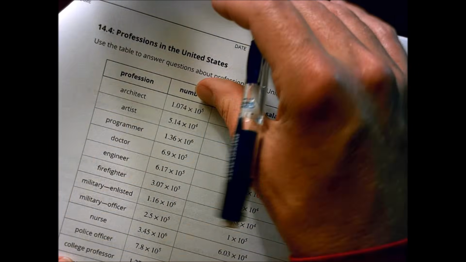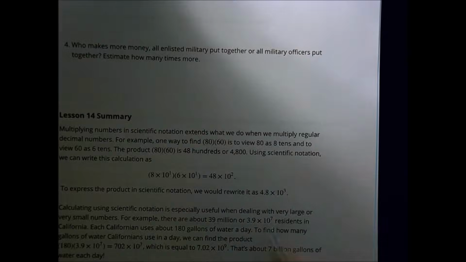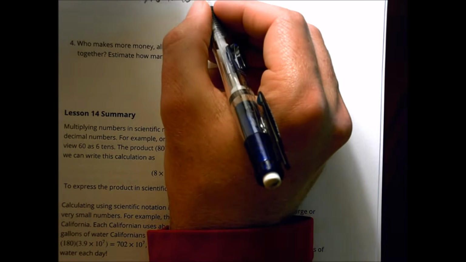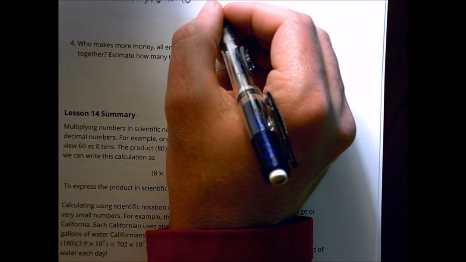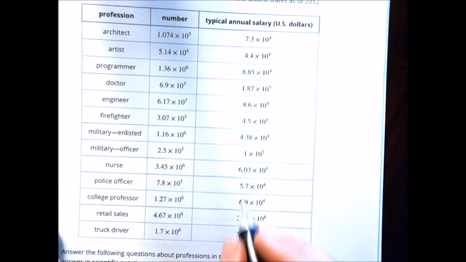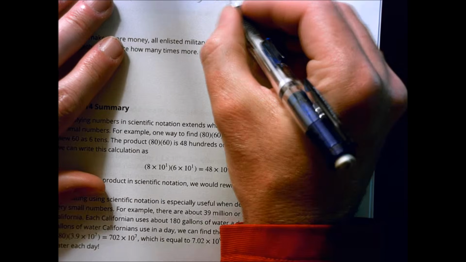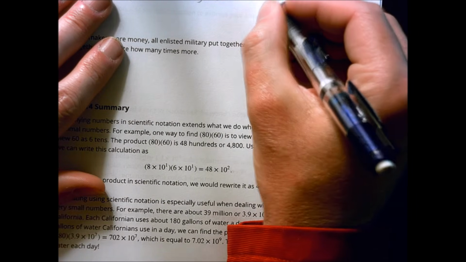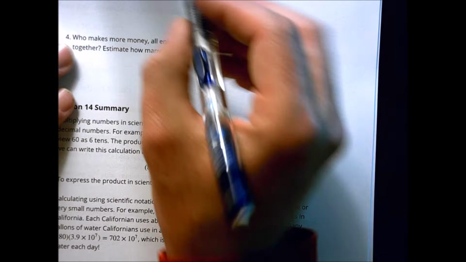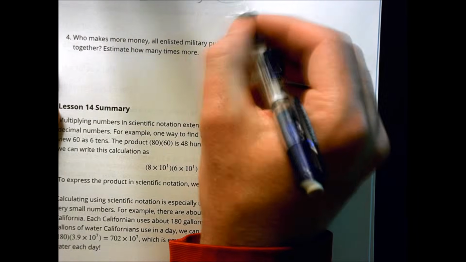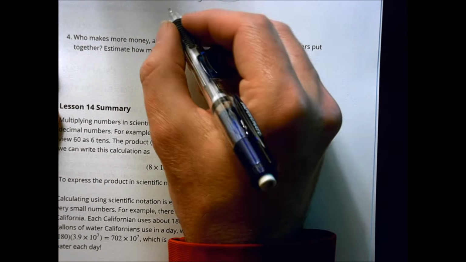The next question asks how much money all police officers make. Well, there are 7.8 times 10 to the 5th police officers. So let's do 7.8 times 10 to the 5th, and we're going to multiply that by 5.7 times 10 to the 4th. Again, estimating, this is about 8, that's about 6. 8 times 6 is about 48.